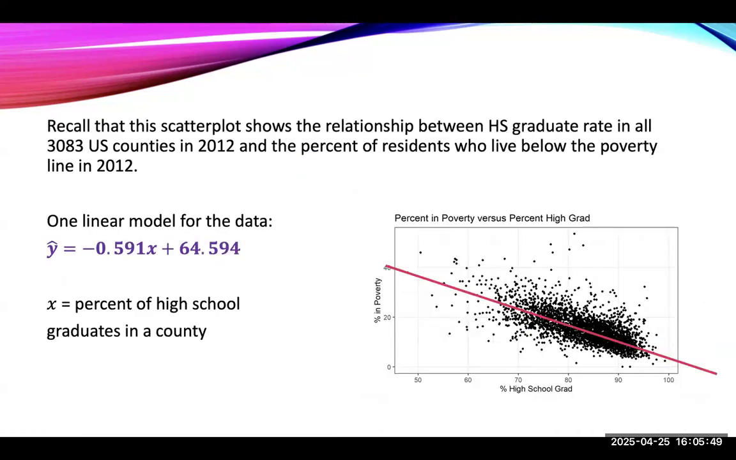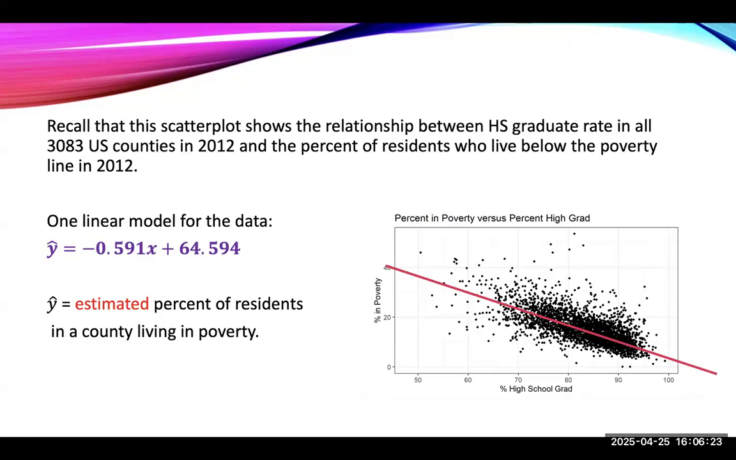And this is a model for this scatter plot, a line of best fit. And I made this red line to represent the equation of this line. Notice that I put a little hat on y, and x does not have a hat. X will be the percent of high school graduates in a county, and y will be the estimated percent of residents in a county living in poverty.